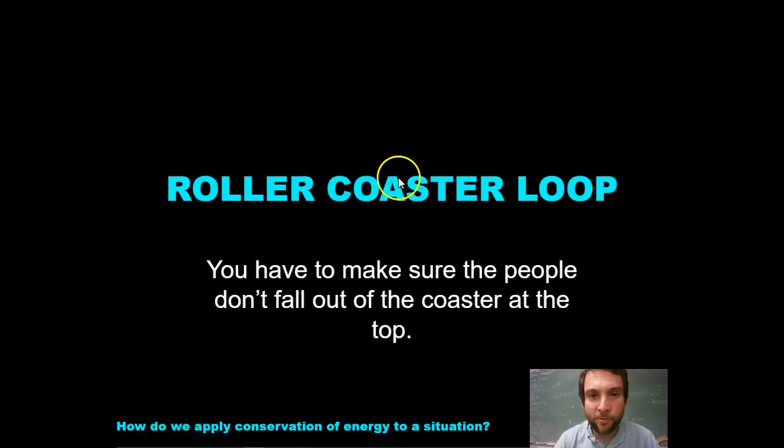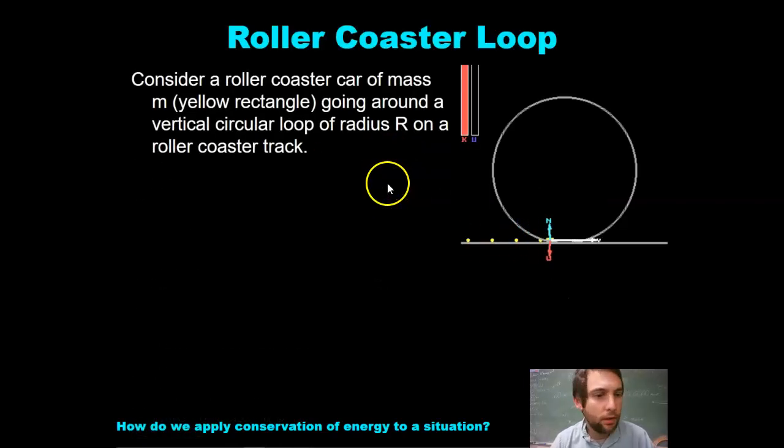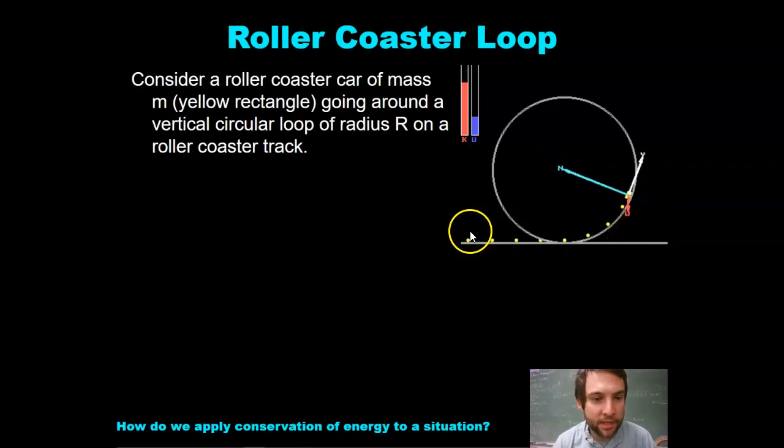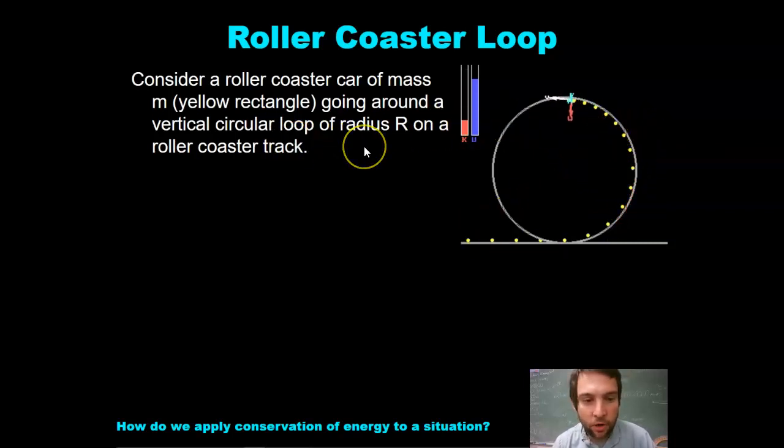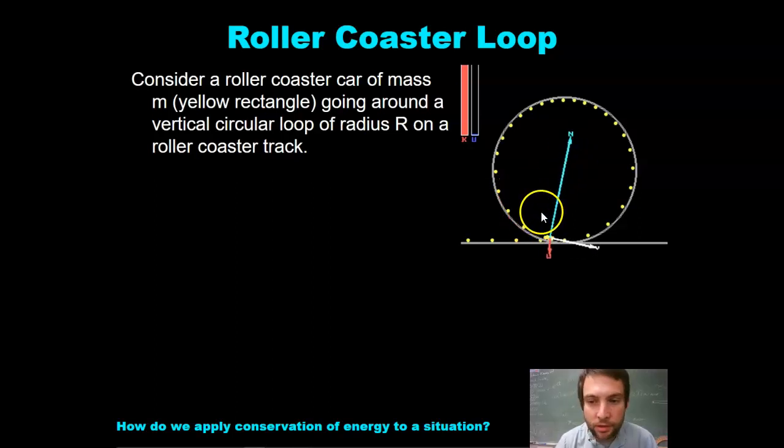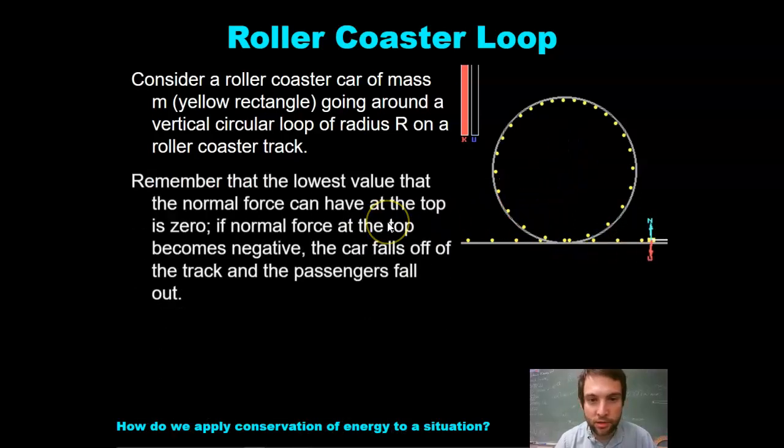Let's make sure some people don't fall out at the top of a loop. Alright, so we've got a roller coaster of mass m, the yellow rectangle right there, going around a vertical circle with a radius r on a roller coaster track. Oh! We've got tangential velocity and a centripetal force. So this must be uniform circular motion.